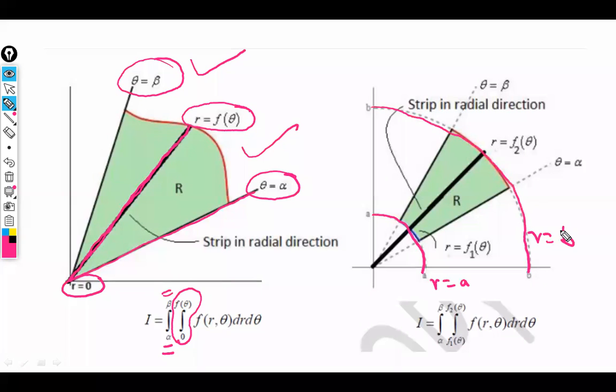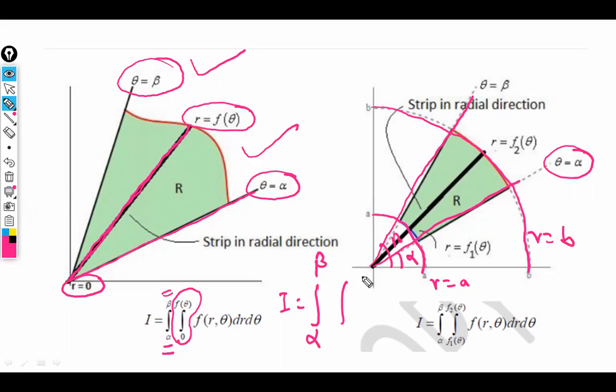The region is bounded, and again, it is bounded between theta equal to alpha, this angle, and this upper angle is theta equal to beta. So in that case, the outer limits of the double integral are alpha to beta, because theta goes from alpha to beta. And you'll observe the region starts with the curve r is equal to A and ends at the curve r is equal to B. So it is A to B, of f of r, theta dr d theta. So that is about the double integral for the second diagram.